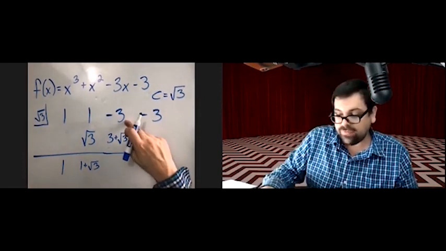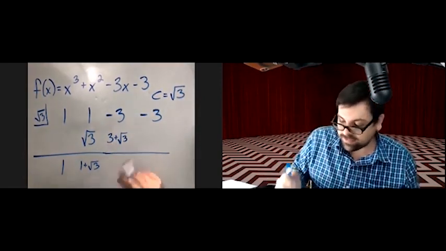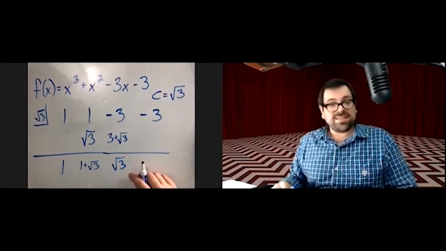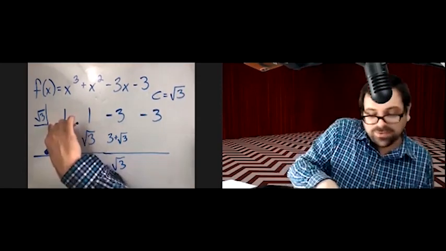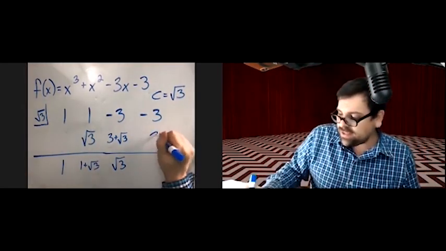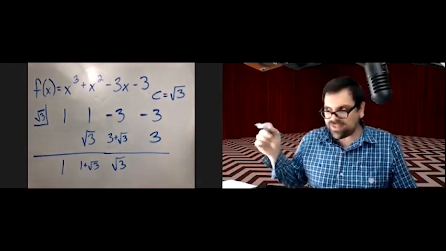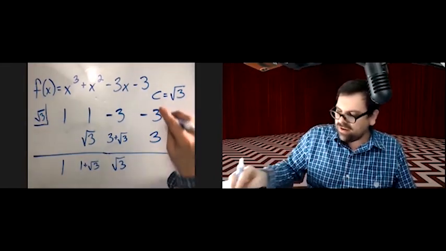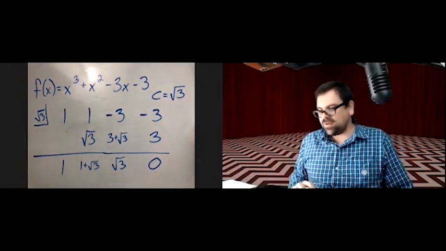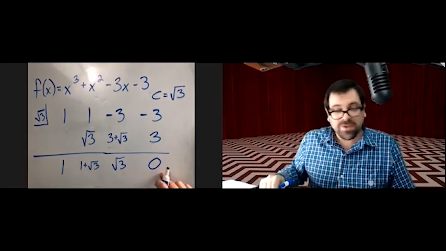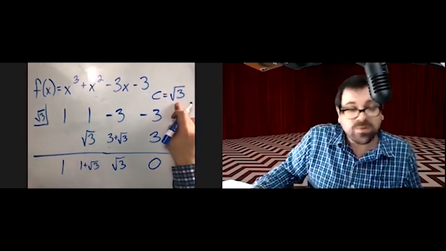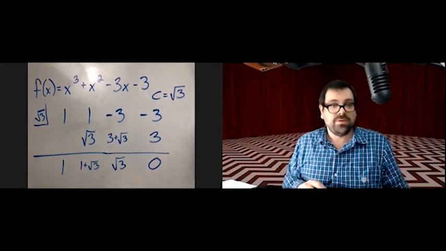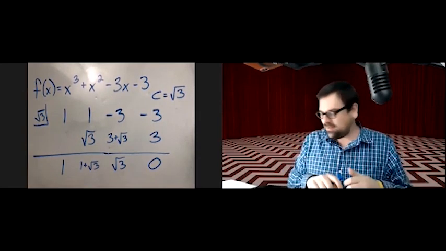Add. Negative 3 plus 3 is 0. 0 plus radical 3 is just radical 3. Oh, wow. Is this really going to work out so nice? This is fantastic. Radical 3 times itself leaves us with what's underneath. Radical 3 times radical 3 is just 3. Negative 3 plus 3 is 0. There's no remainder, which means radical 3 is a 0 of this polynomial. Isn't that exciting? Wow.